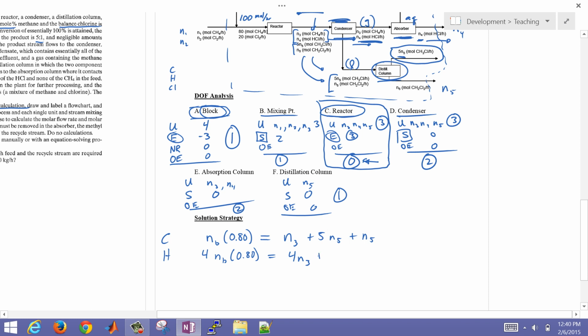And then we're going to have one from our N4. Okay, so that's a HCl. So one hydrogen, and then plus, and then so we have 15 times N5. Okay, so we had 5 N5 coming out. Okay, and then there were 3 hydrogens for every one of these methyl chlorides. So that's going to be 15 N5, and then plus, and then that's going to be 2 times N5. Okay, so we had 2 more coming out with the methylene chloride.